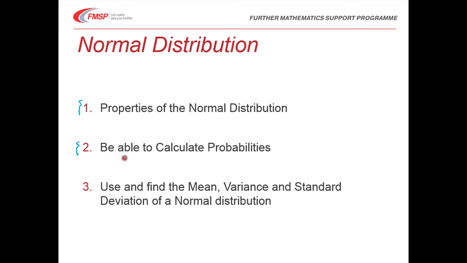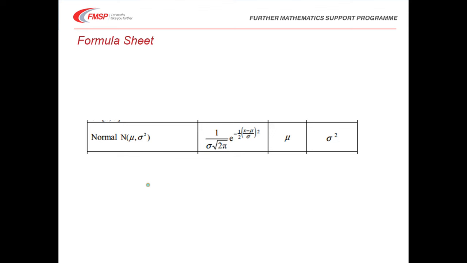You're expected to be able to use the table to calculate probabilities, and you're expected to work backwards to find means, variances and standard deviations of a normal distribution. You're given quite a lot of information on the sheet. We're told that the mean is called mu, the variance is called sigma squared, and we're also told that the probability density function is this rather beastly looking grisly thing. You're not expected to use this, okay? It's there for information more than anything else, but it does tell you how the normal distribution is set up. So we would generally call this x.